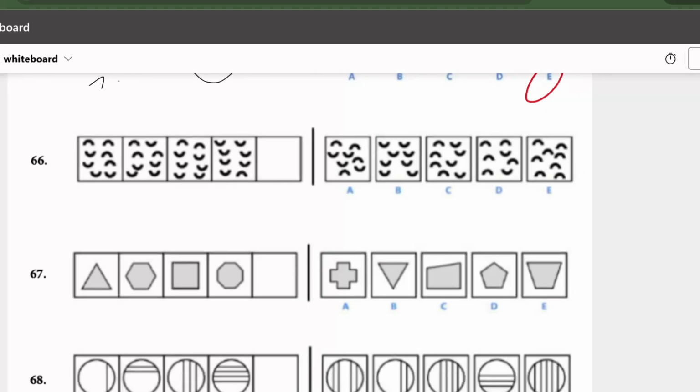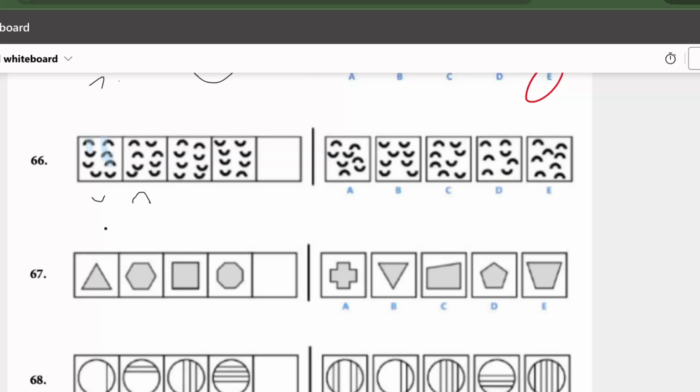Question 66, we have 2 shapes here. We have one that looks like that, one that looks like this. And I'm going to count how many face downwards. So we have 1, 2, 3. In fact, let's highlight it. 1, 2, 3, 4. We have 4 here.